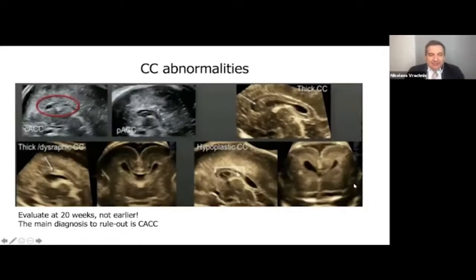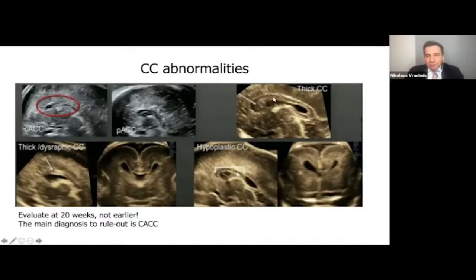This is a slide showing different abnormalities of the corpus callosum. Here we have a complete agenesis of the corpus callosum. This is a mid-sagittal view, so there is a complete agenesis. Here we can see partially the corpus callosum, so this is a partial agenesis of the corpus callosum.